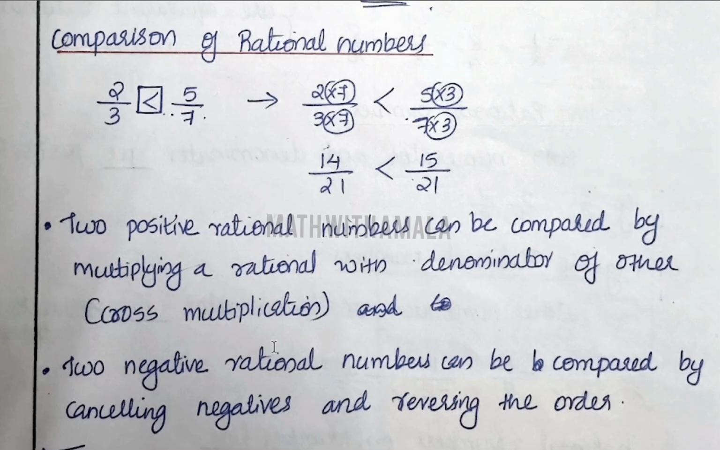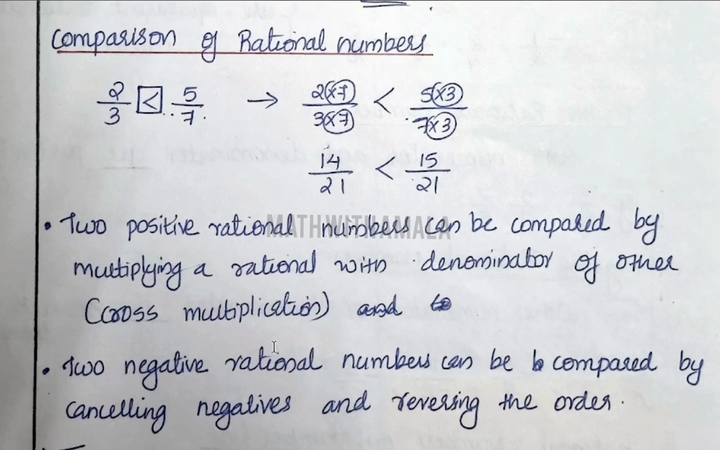Comparison of rational numbers. 2 by 3 is less than 5 by 7. How did we get this? Make the denominators the same by multiplying the denominator of the second with the first and the denominator of the first with the second. Multiply the first with 7 and the second with 3. You will get 14 by 21 and 15 by 21. Now the denominators are the same and you can compare them.